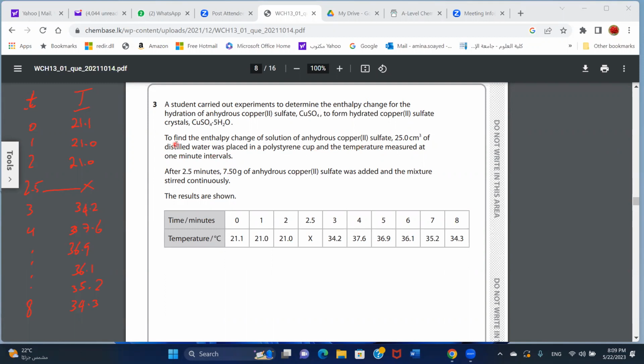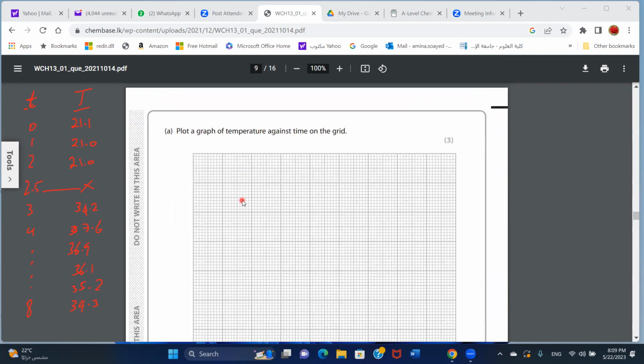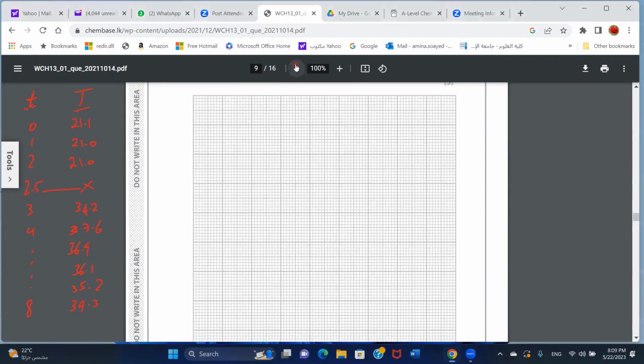Okay, Mavi, it's okay. To find the enthalpy change of the solution of anhydrous copper 2 sulfate, 25 centimeter cube of distilled water was placed in a polystyrene cup and the temperature measured at 1 minute intervals. After 2.5 minutes, 7.5 grams of the anhydrous copper 2 sulfate was added and the mixture stirred continuously, and they have given us the results. Now plot a graph.